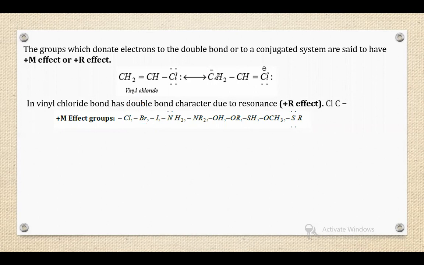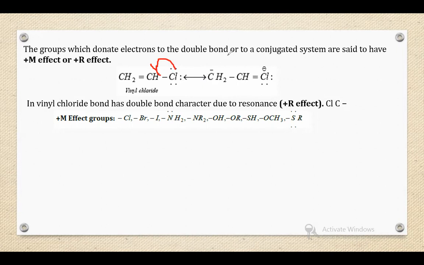The shifting of pi electrons will take place. This leads to the formation of the resonance effect, the positive resonance effect or positive mesomeric effect, so plus M effect or plus R effect. These are the responsible groups, the electron donating groups, which can donate electrons to the alternate double bond. Understand properly, they can donate electrons to the neighboring carbon.